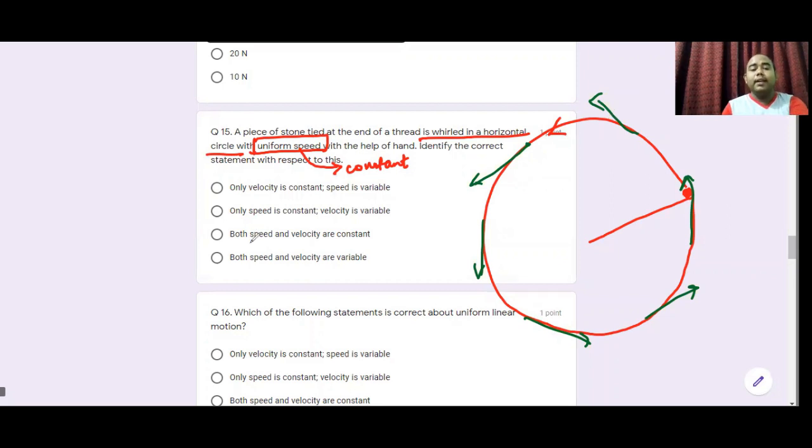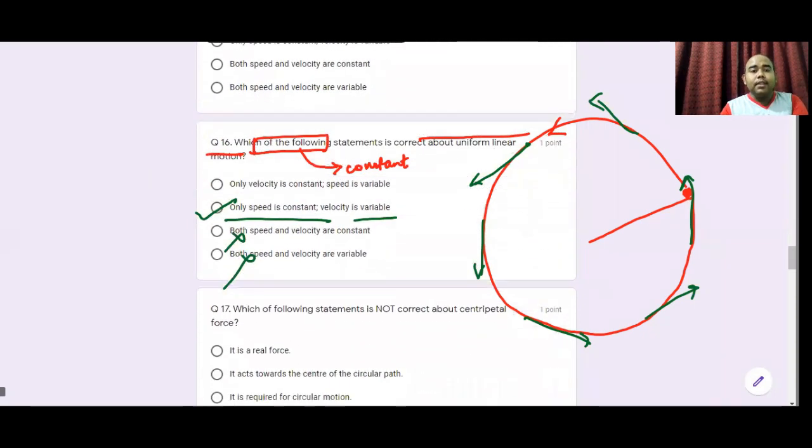So which option will be correct? Let us read all the options. First option says only velocity is constant, speed is variable. Not at all. This is wrong. Only speed is constant, velocity is variable. Yes, this is correct. Speed is only constant. Velocity is changing because direction is also changing at every point. So this is the correct answer. Let us read the other options as well. Both speed and velocity are constant. No. Both speed and velocity are variable. No. Okay, so very simple.